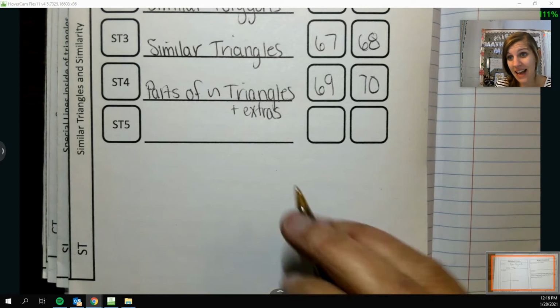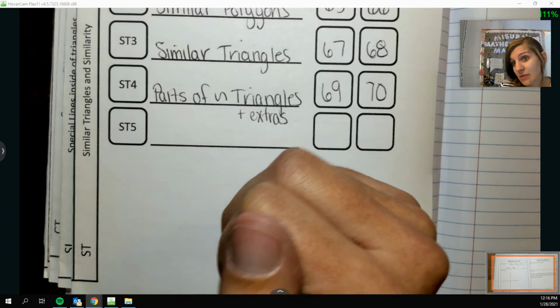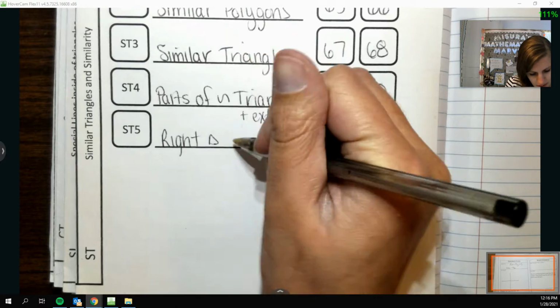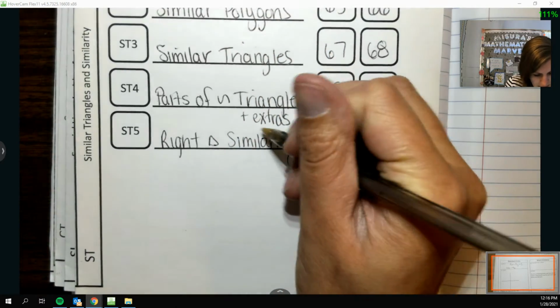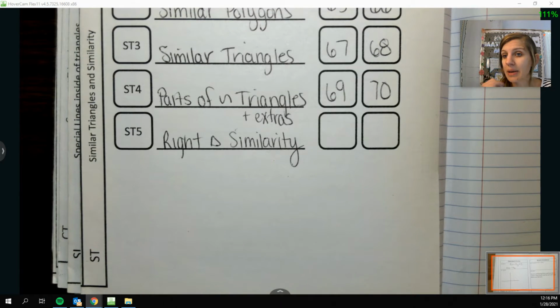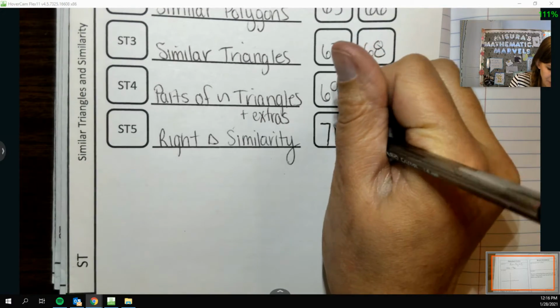All right, guys, last topic that we're going to talk about is similarity in right triangles. So we'll call this right triangle similarity. We already talked about this briefly when we were talking about indirect measure, because whenever I have that shadow reflection that we do, or like a mirror reflection or a bounce, we're always getting these two right triangles, and we get this similarity for those. And we're going to do that on page 71.